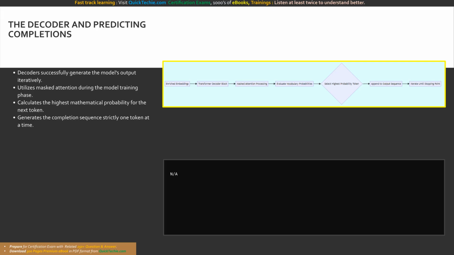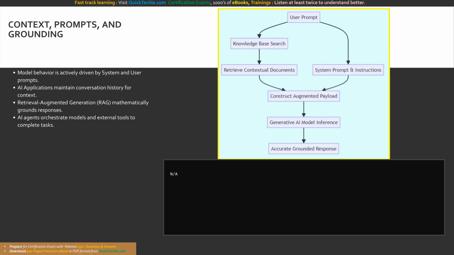This workflow illustrates the iterative generation phase within the decoder block. The enriched embeddings are processed via masked attention. The system then evaluates vocabulary probabilities and selects the highest probability token. This token is actively appended to the output sequence, and the entire process iterates until a predefined stopping point is successfully reached. Understanding the complex internal mathematical mechanics of a generative AI model powerfully highlights just how utterly critical your specific inputs are.